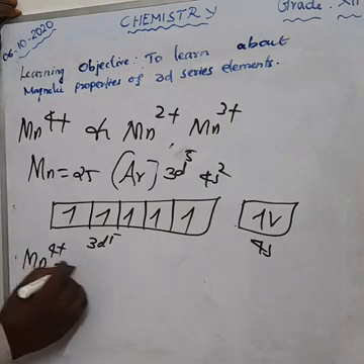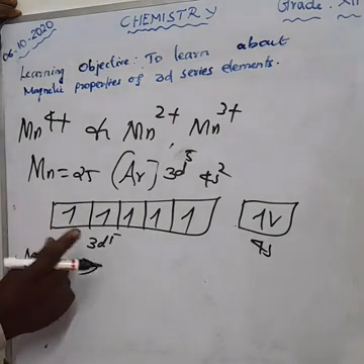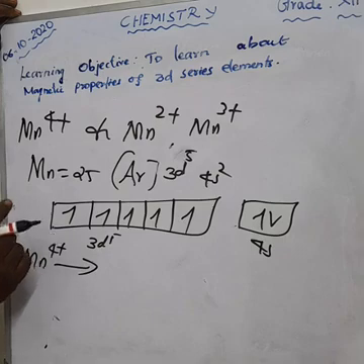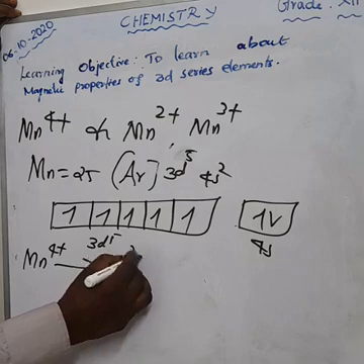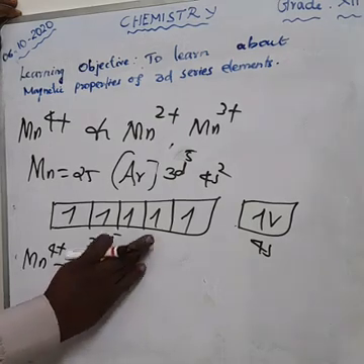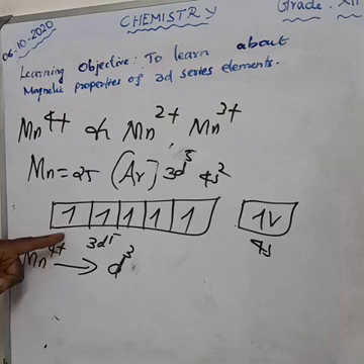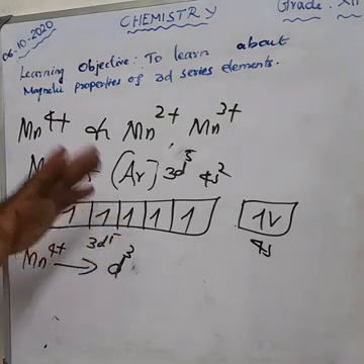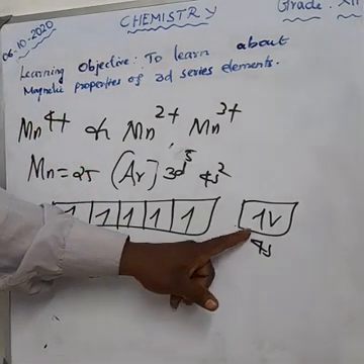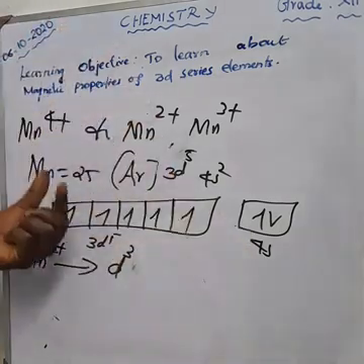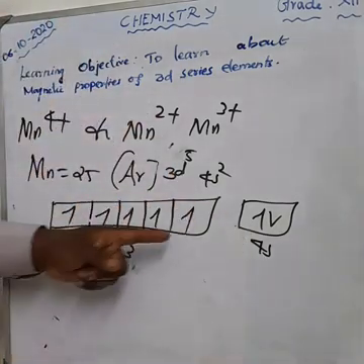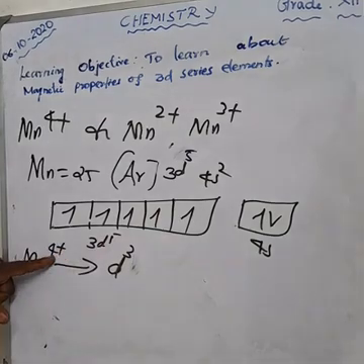Mn4+, what's the configuration? D3 configuration. Mn4+ means a d3 configuration. How will you get d3 configuration? The number of unpaired electrons in the d subshell is 5 and the number of paired electrons in the 4s subshell is 2. Then 5 plus 2 is equal to 7. Out of the 7, you have lost 4 electrons. 7 minus 4, we get d3 configuration.